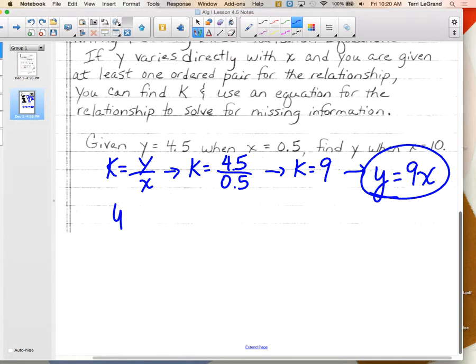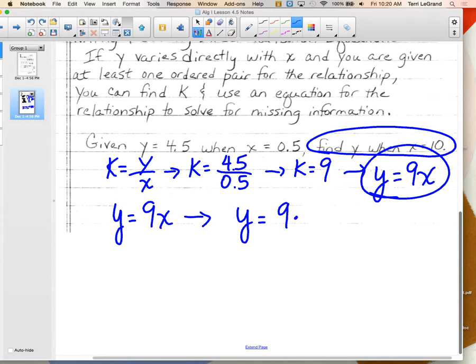And now we can say, okay, if I know the equation and I have to find y when x equals 10, I can put 10 in for x and I will get my y. So what's the y value? 90. And vice versa, they could have asked us instead, what's the x value when y equals 90? We could have put 90 into that equation for y and solved the equation for x. So we'd have 90 equals 9x.